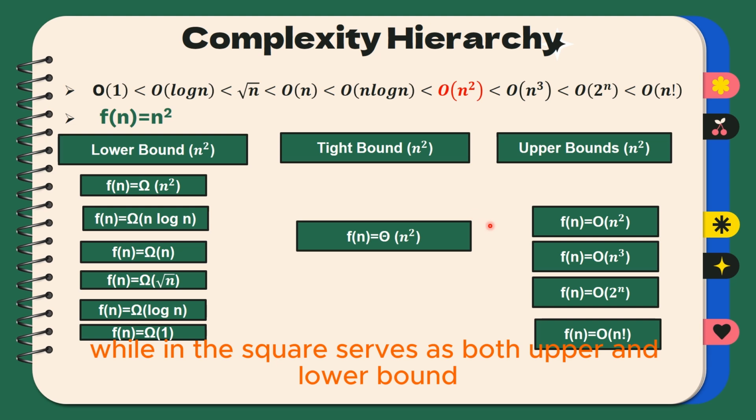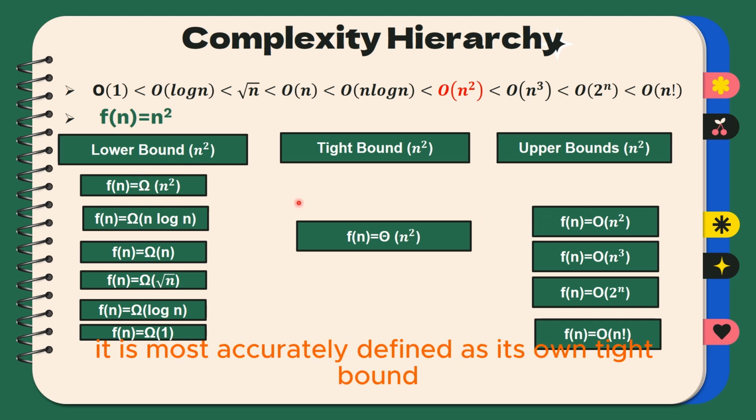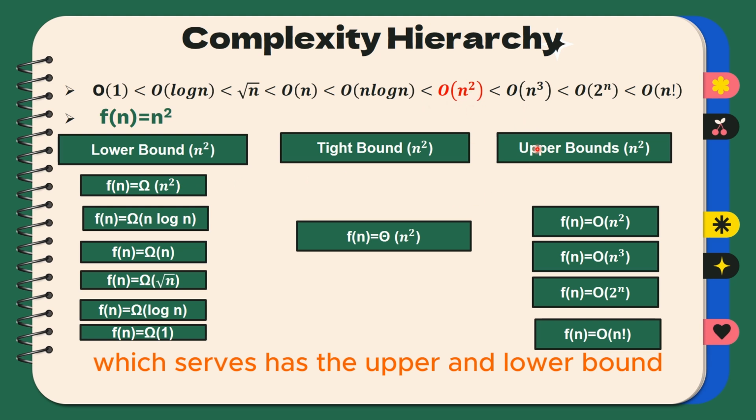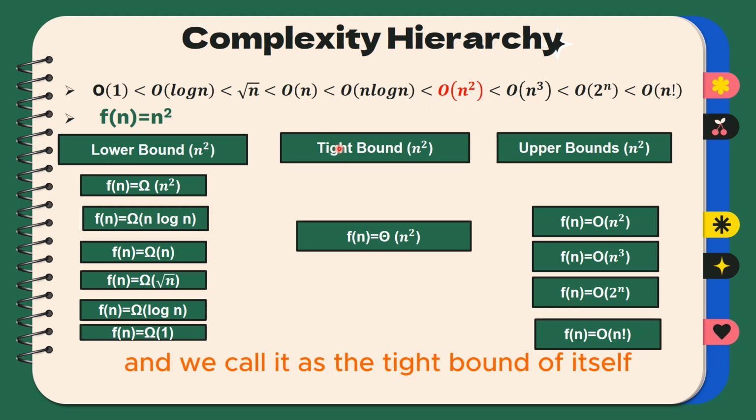While n squared serves as both upper and lower bound within this hierarchy, it is most accurately defined as its own tight bound. So, we can represent this as f of n equal to theta of n squared, because f of n is both big O of n squared and big omega of n squared, which serve as the upper and lower bound, and we call it the tight bound of itself.